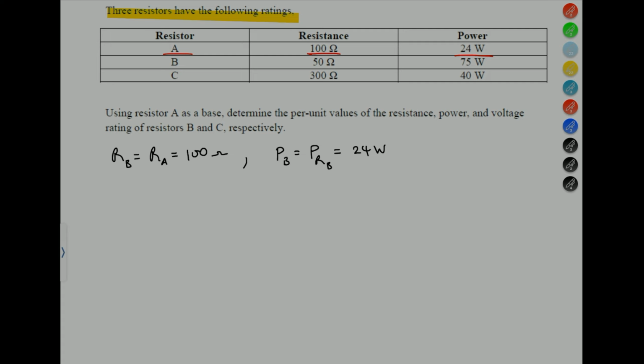Now let's look at the problem using resistor A as a base: determining the per unit values of the resistance, power, and voltage rating of resistors A and B. So we need the per unit values of the resistance, power, and voltage. We need R in per unit, power in per unit, and voltage in per unit.